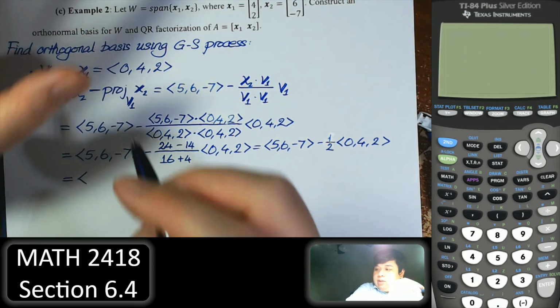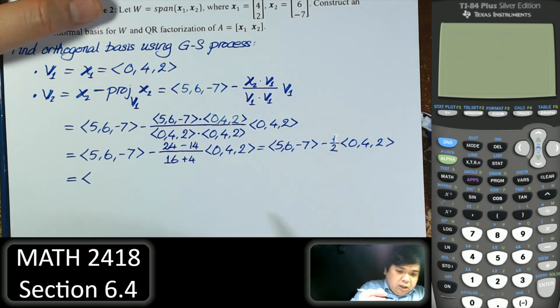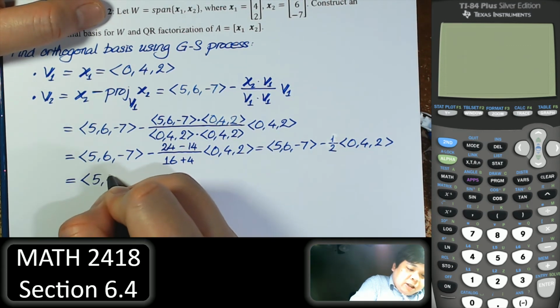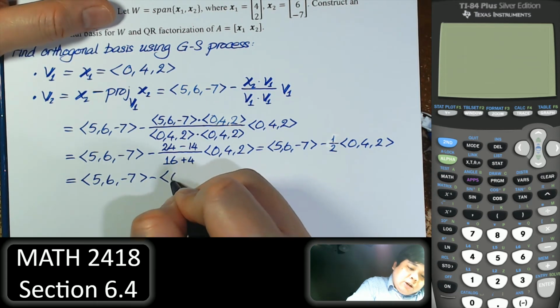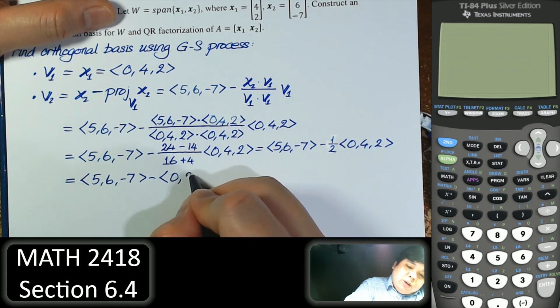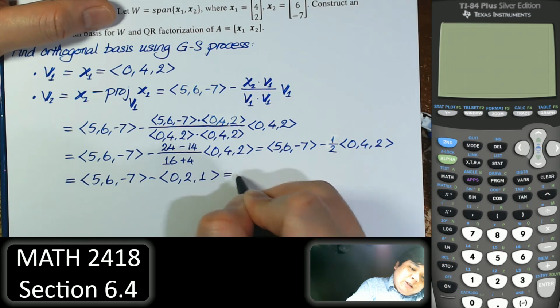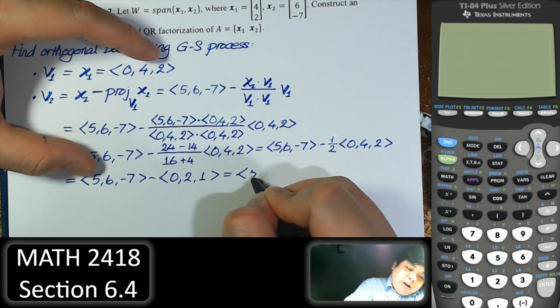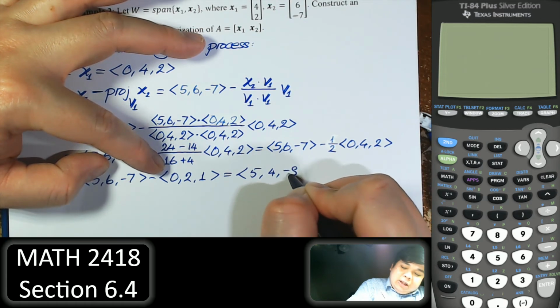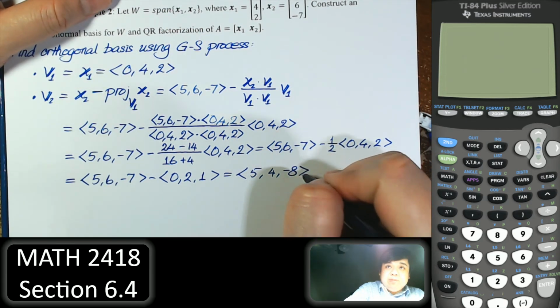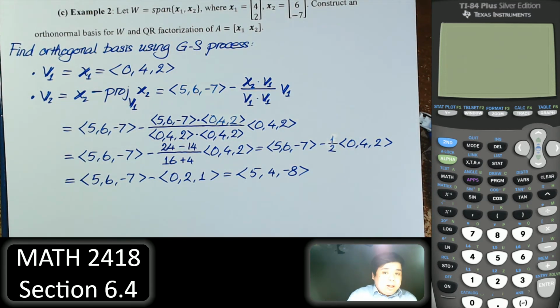So that gives us 5, 6, negative 7, subtract 0, 2, and 1. So 5, 4, and negative 8. Right. So we find an orthogonal basis for W. Now we normalize this.